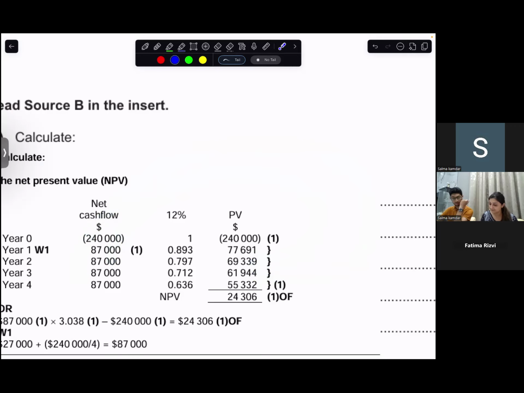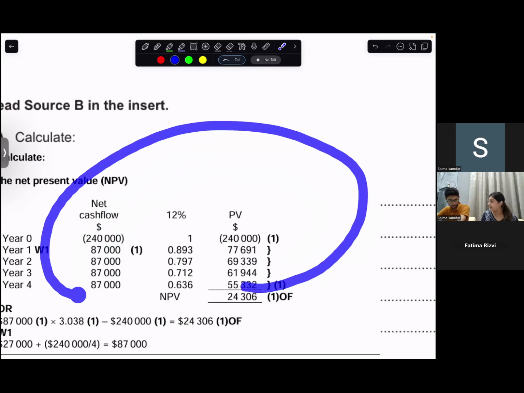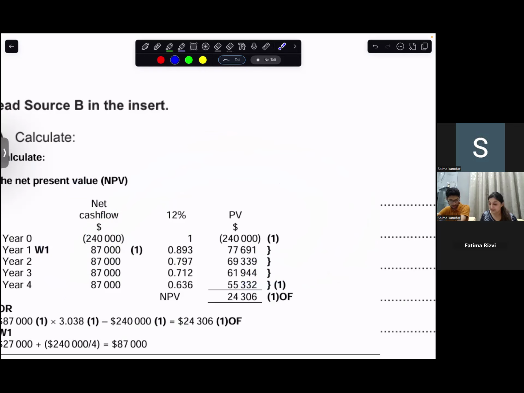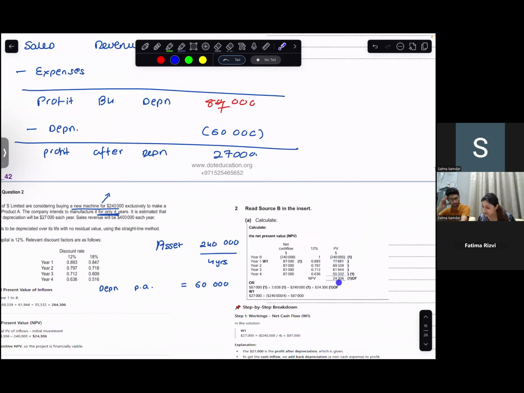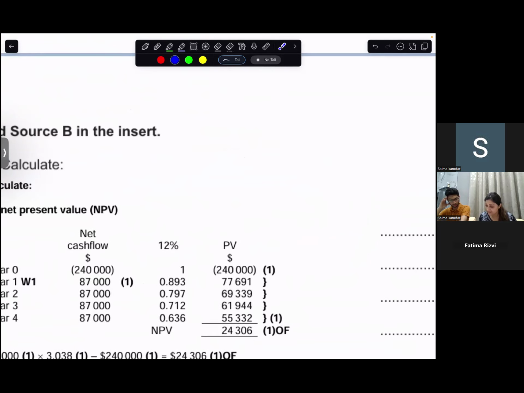What is this? The present value of the inflow after 4 years. So present value of the outflow minus present value of future inflow, I have a positive NPV of 24,306. This amount minus all of this.